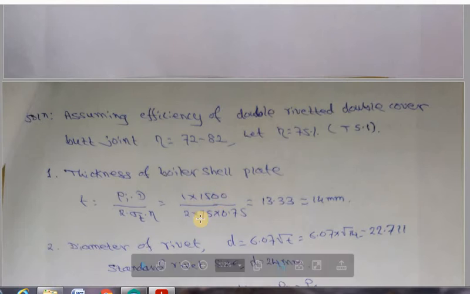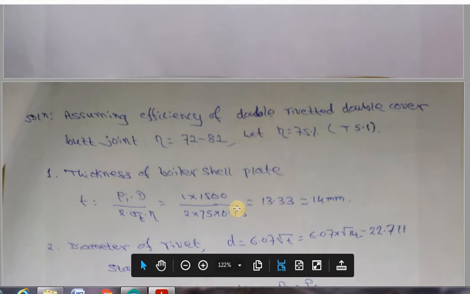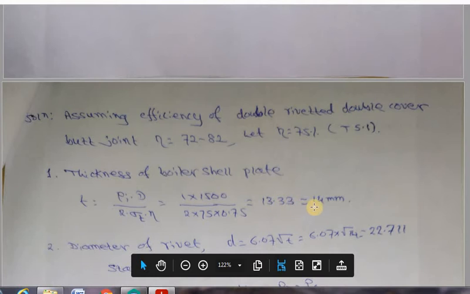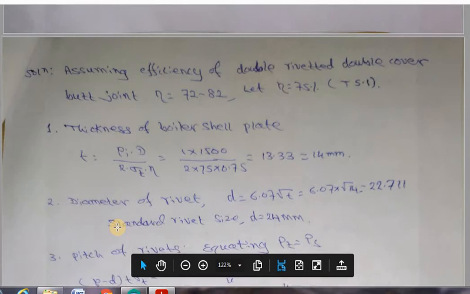So all the values are given to me. Joint efficiency you have to take as 75%, whatever you have assumed here. That has to be taken in decimal, 0.75. When I calculate this, it will come 13.33, so rounded up to 14 millimeter.